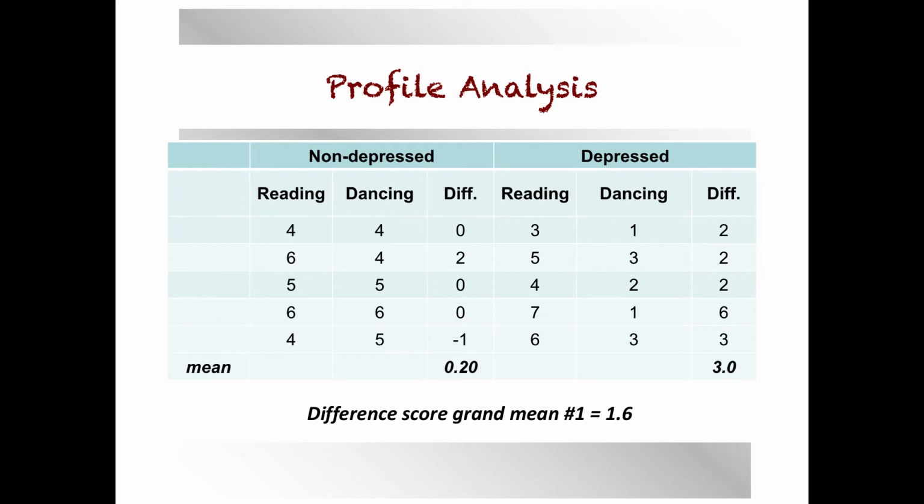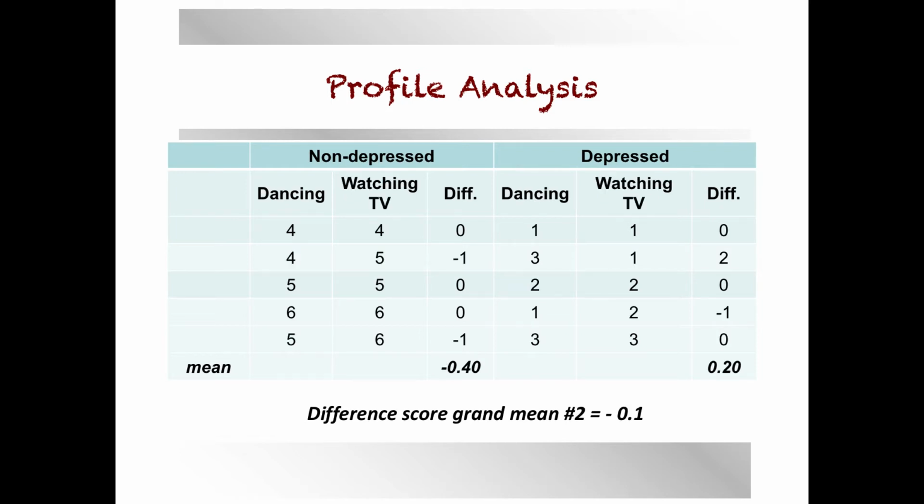and then you're getting a difference score grand mean, and that is just the mean of, let's see, 5 people, 10 people, right? 5 in the non-depressed group, 5 in the depressed group, and you're taking the mean of those 10 difference score values. So in this case, 0, 2, 0, 0, negative 1 for non-depressed, and 2, 2, 2, 6, 3 for the depressed group. The grand mean of all those 10 values is going to be 1.6 here.